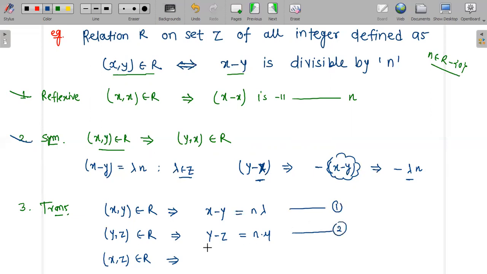Once I add these two relations, then what will happen? Addition will take away your y. So if y is not there, that means I have x minus z equals n times lambda plus mu. Since lambda and mu both are integral values, lambda plus mu is again another integer value. Hence, x minus z is nothing but an integral multiple of n. That will make x minus z divisible by n. So hence your relation is also transitive.